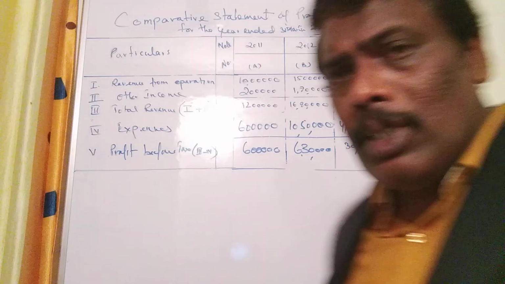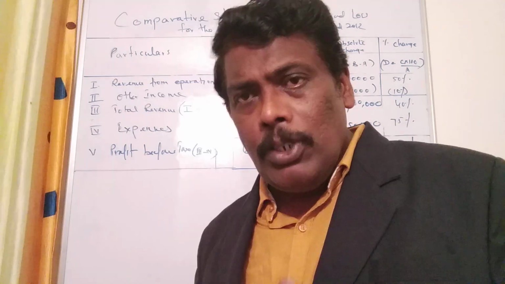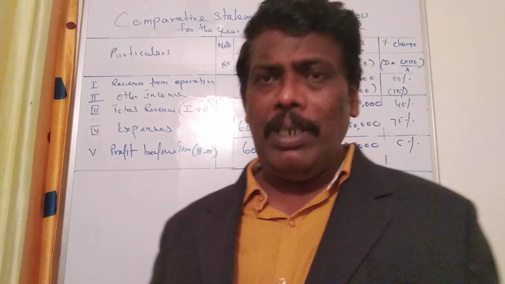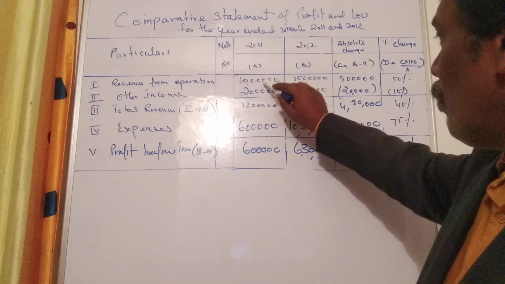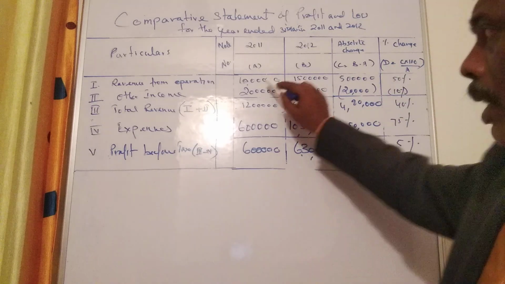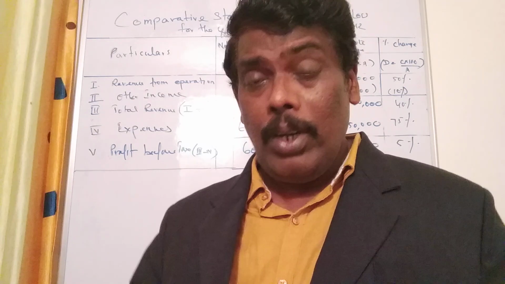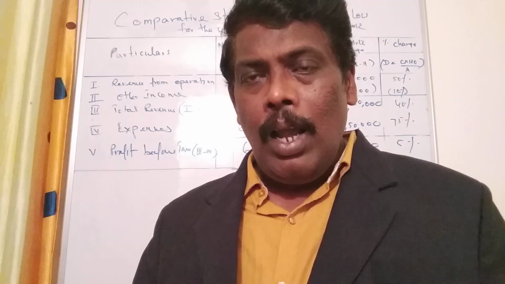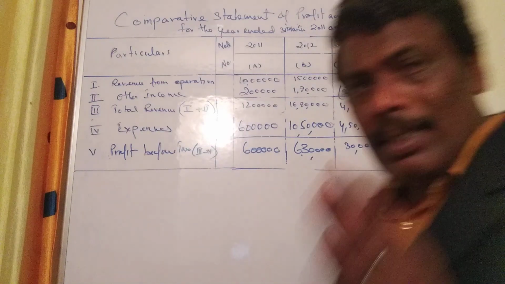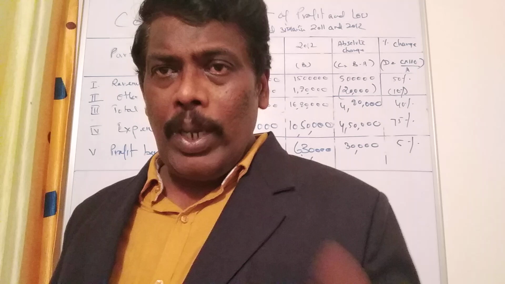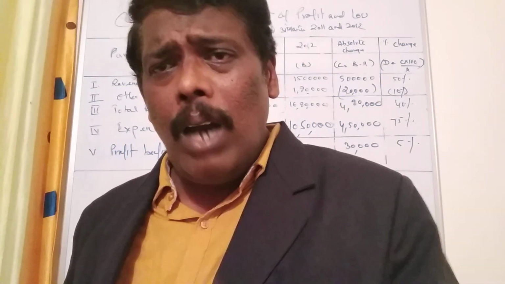And then the percentage change has to be recorded. Percentage change means absolute change into 100 divided by previous year. It means 5 lakhs into 100 divided by 10 lakhs. You get the absolute change in percentage. Like this, you have to record all the percentages. And by seeing this percentage change, we can easily predict, we can easily analyze our business, and we can easily compare our business.